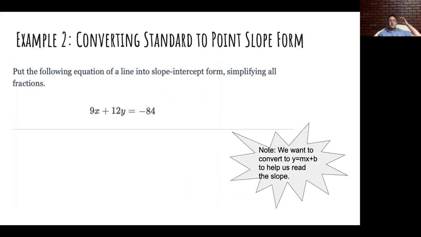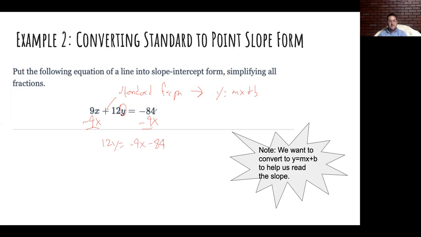All right, example 2. This is a standard form equation. And they want you to simplify all the fractions so you can see the slope. So we need to go from a standard form to y equals mx plus b. So I'm going to circle the y as what we need to get by itself. So first thing that I would do is I would move the 9x over to the other side. So I have 12y equals negative 9x minus 84.